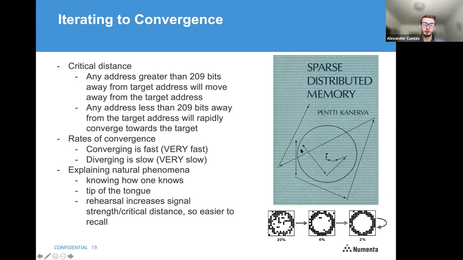And then it also explains the tip of the tongue phenomenon, where if you happen to be 209 bits away from the critical distance and you iterate and go to another space on this circle, you'll continue to iterate and hit different points on this circle. At one point, by random chance, you will end up either inside or outside. So you'll be on the tip of your tongue for several iterations until it either converges extremely quickly, or you'll forget it and not know exactly what's happening. You'll forget what you were trying to say.